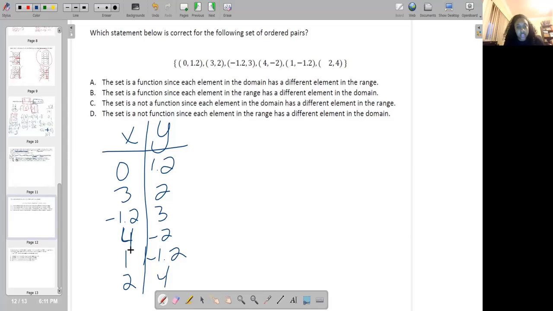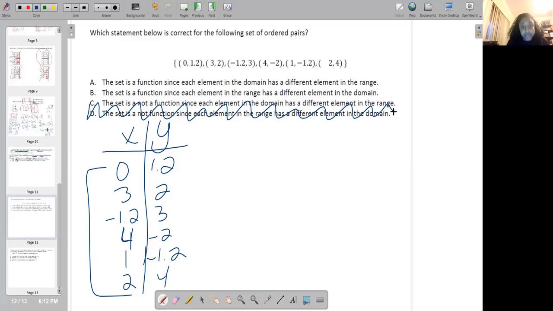So pretty much our answer choices are trying to get us to say, is it a function or is it not a function, right? And is it because the domain has a different element in the range, or is it because the range has a different element in the domain? Now, remember, if it's a function, you're always looking at your x. Remember, x is the same as domain. And I always tell you, you're focused on x values. You only ever look at your y's, your range, if you have a repeating x. If you look here, none of our x values are repeating. So we know it has to be a function. So it's not going to be C or D.